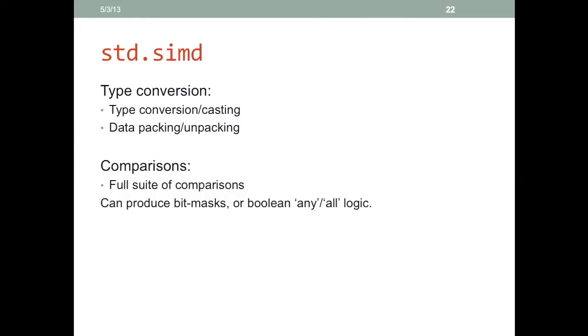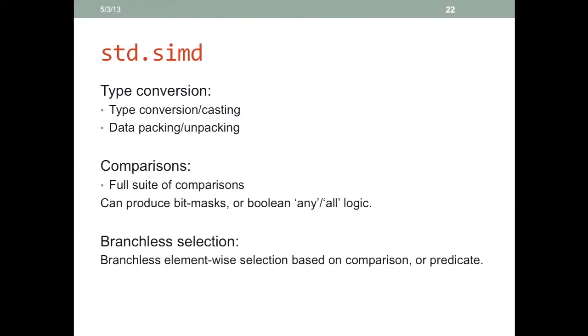So there is a full suite of comparisons, and they can produce either bit masks, or you can perform Boolean any or all logic. That is, if any element meets a condition, or if all elements meet a condition, for branching code. And there are also these branchless selection functions. They're really handy to minimize if statements and branches.